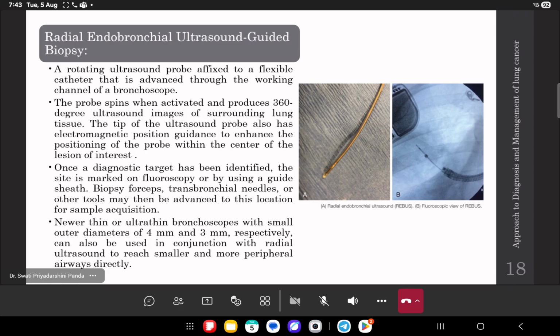Once a diagnostic target has been identified, the site is marked on fluoroscope or by using a guided sheath. Biopsy forceps, transbronchial needles, or other tools may then be advanced through this location for sample collection. Newer thin or ultra thin bronchoscopes with small outer diameters of approximately 4 mm and 3 mm respectively can be used in conjunction with radial ultrasound to reach smaller and more peripheral airways directly.